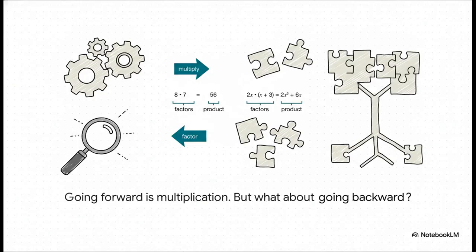So you guys are already pros at going forward. You know how to take factors and multiply them together to get a final expression. It's kind of like putting puzzle pieces together to see the whole picture. But what if we do the opposite? What if we start with the finished picture and want to figure out what the original pieces were? Well, that, my friends, is factoring. We're working backward to see how it was built.